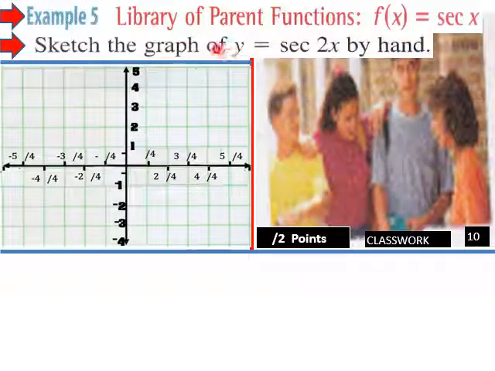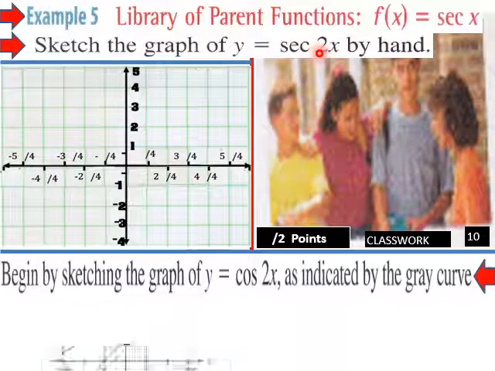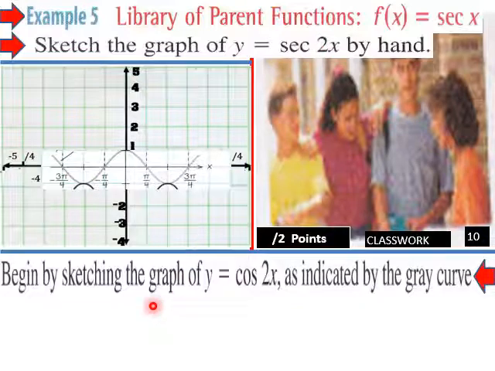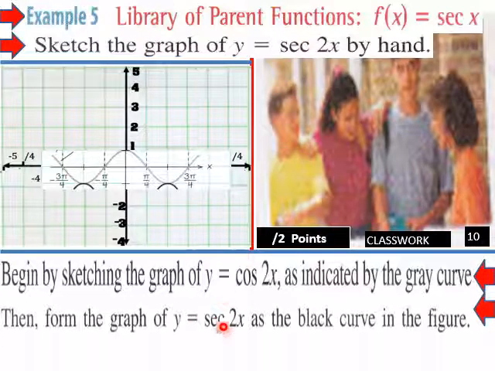F of x equals secant x. So sketch the graph of y equals secant 2x by hand. Begin by sketching the graph of y equals cosine 2x. This will be your approximation of y equals cosine 2x, as indicated by this gray curve. Start by graphing your cosine 2x so we can graph the secant 2x by hand.